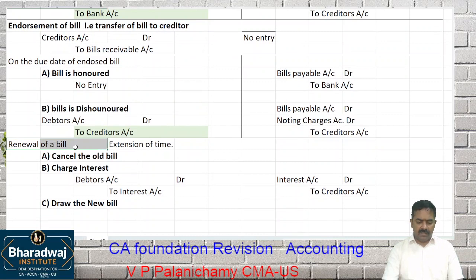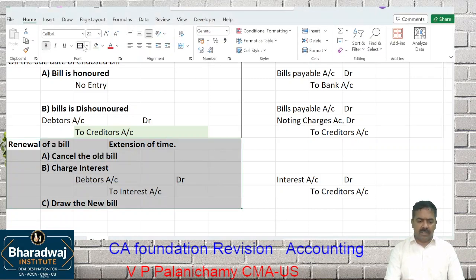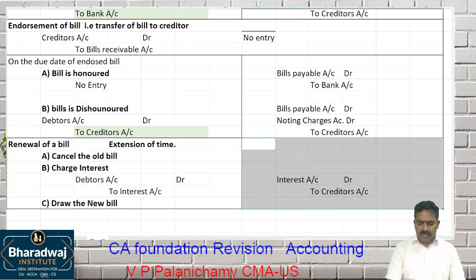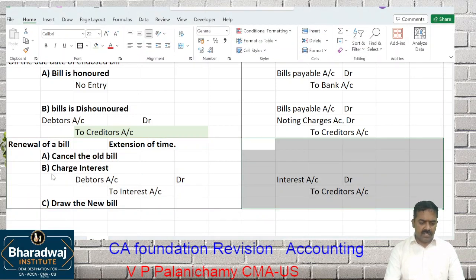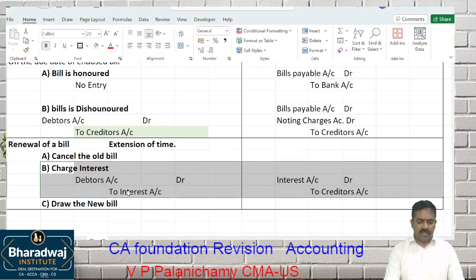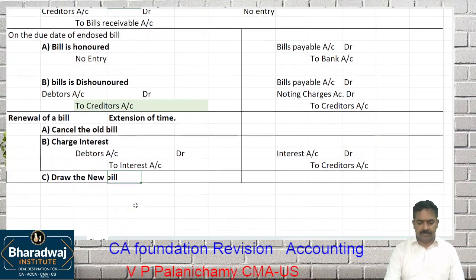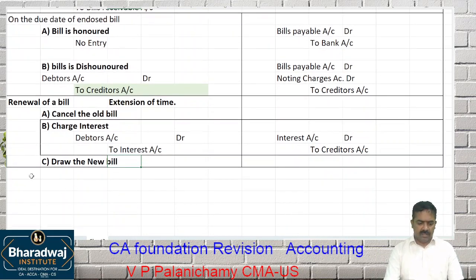What do you mean by renewal of a bill? Extension of time. If the time is extended, the old bill will be cancelled first, then charge the interest, then draw the new bill. Of course, you have to pass the entry for cancelling the old bill, which we know already, and charge the interest. Yes, we learned it now. Then draw the new bill. What is the entry for drawing the new bill? Bills receivable account, debtor to debtors in our book. Other party, creditors account, debtor to bills payable. Any doubt in it?